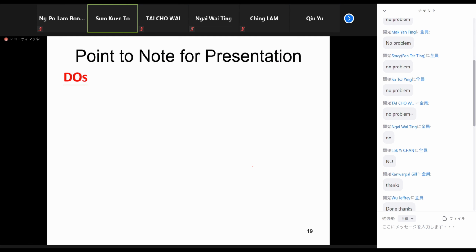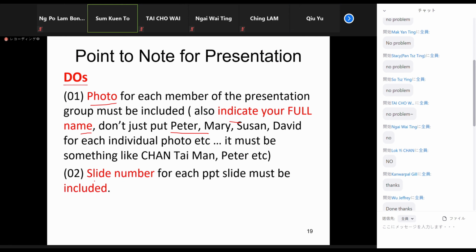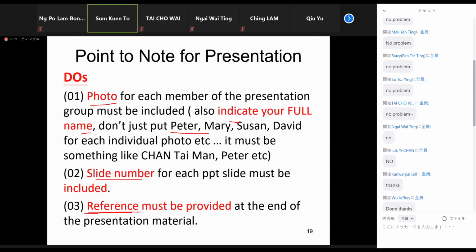All right, so-called additional requirements. These are quite straightforward. And then you may say, hey, Jato, why are you so fussy? As I said, I want to train you up to have discipline. So follow instructions. Just now we said that you must indicate photo with full name. Don't just tell me you're Mary, Peter, Susan, David. And slide number must be included. Reference must be provided at the end of your presentation material.